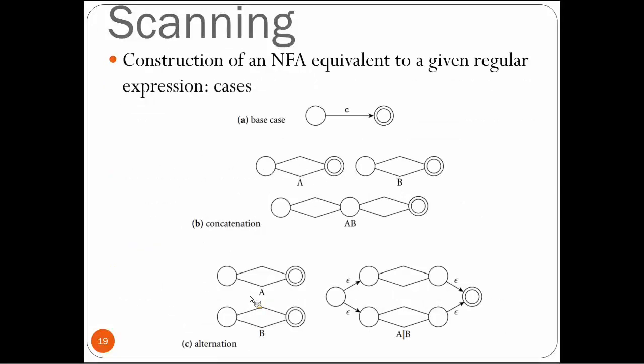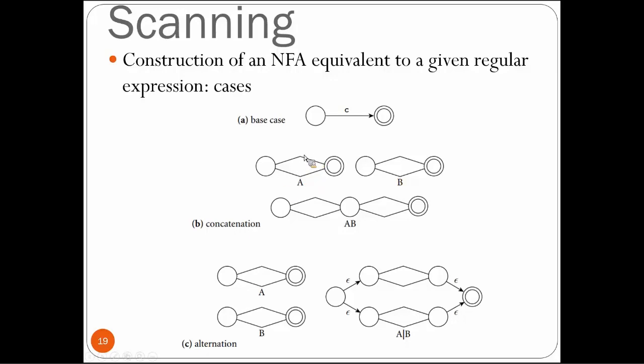So first, let's do it by hand. We want to construct a non-deterministic finite automata equivalent to a regular expression. And there are multiple cases. The base case is that we identify one character. The corresponding NFA for one character is that from the current state, with that one character, we get to a final state. Then we have concatenation.